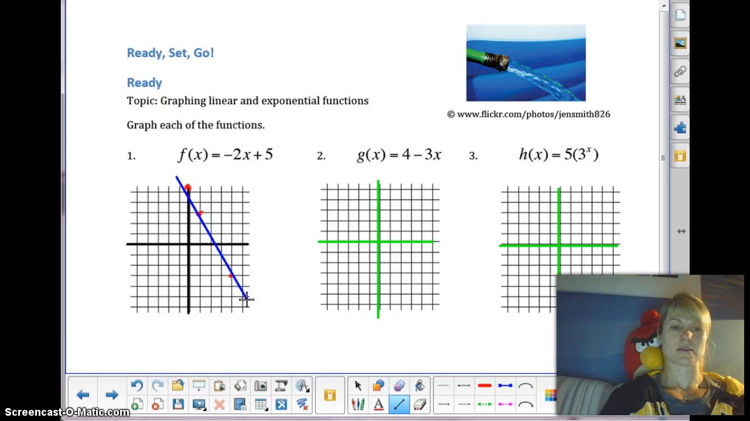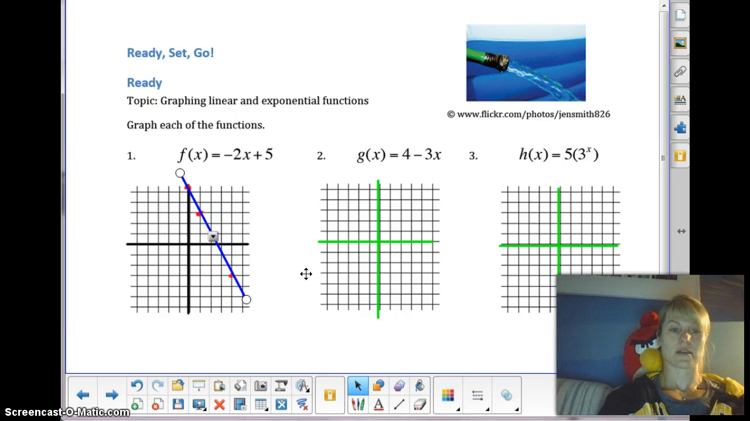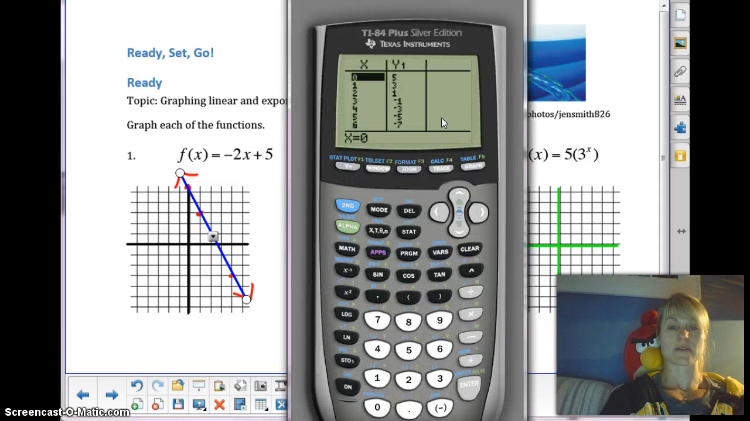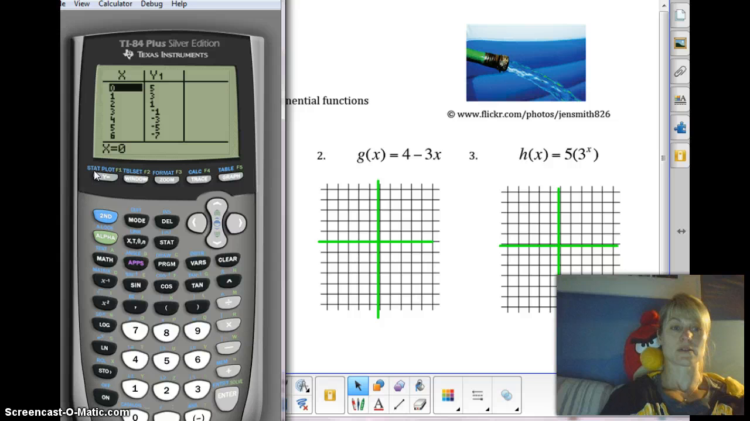Okay, and so we have our line. Might need to straighten that out just a tad, and then make sure we put our arrows on the end here. Okay, so specific points. Okay, so we can do the same thing for my function g. So we'll bring this over, go back to my y equals. I can clear that out, and I can put 4, make sure we get the minus 3x.